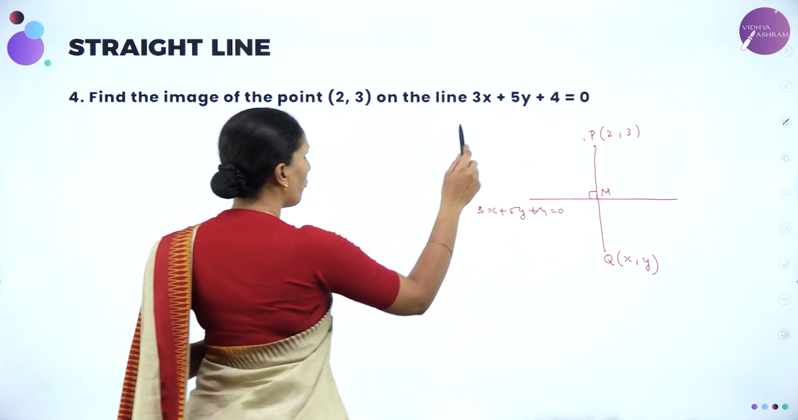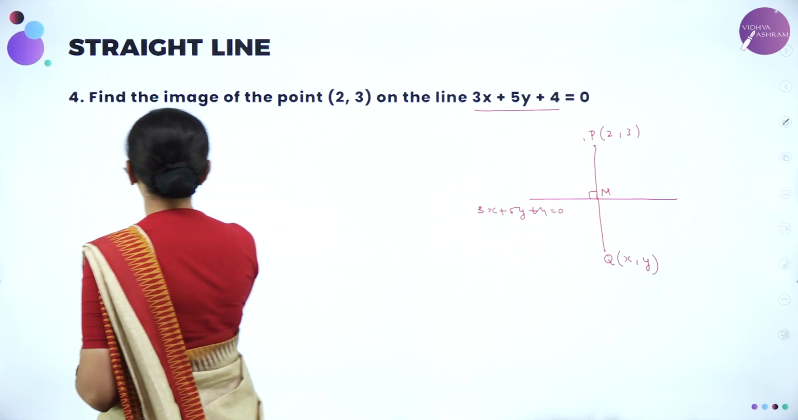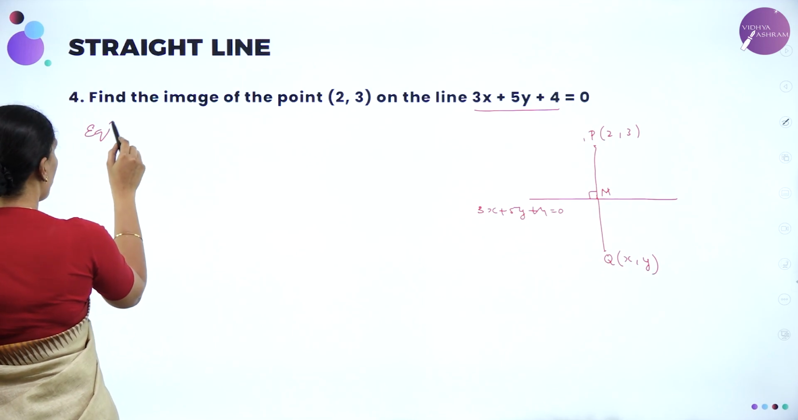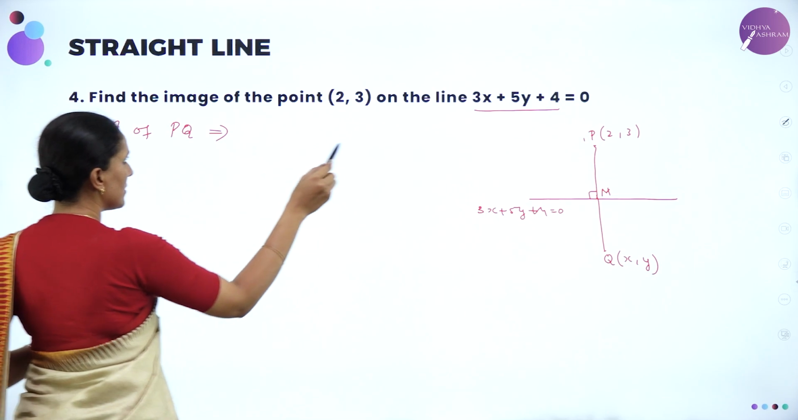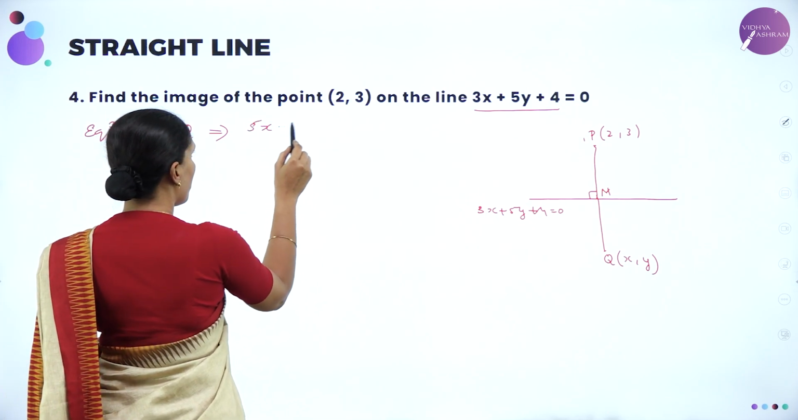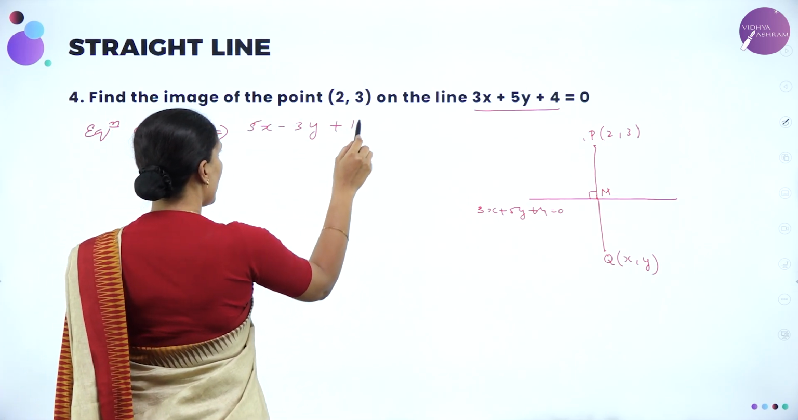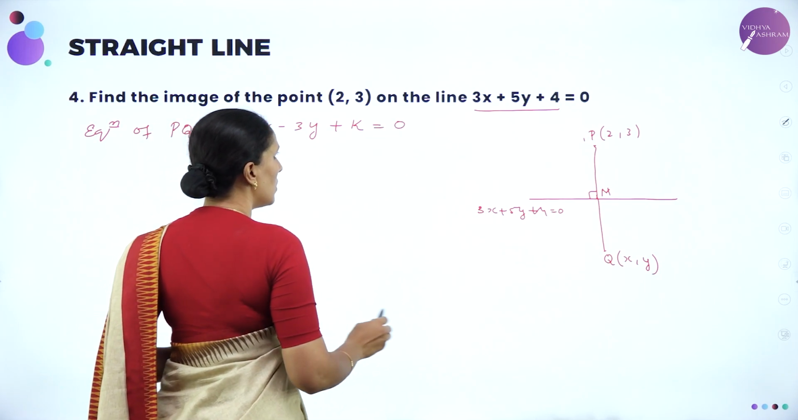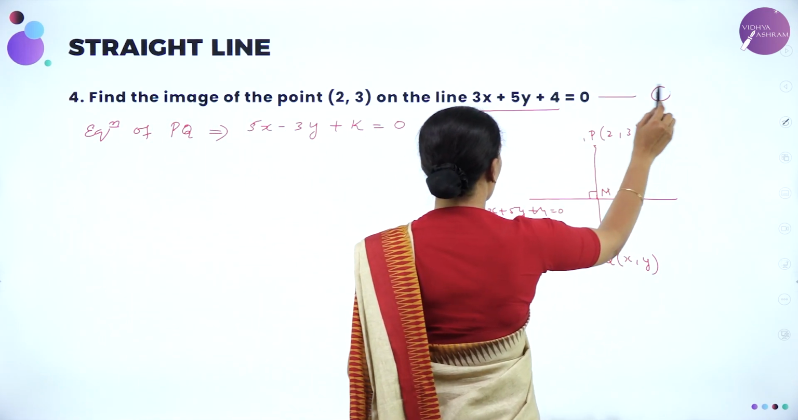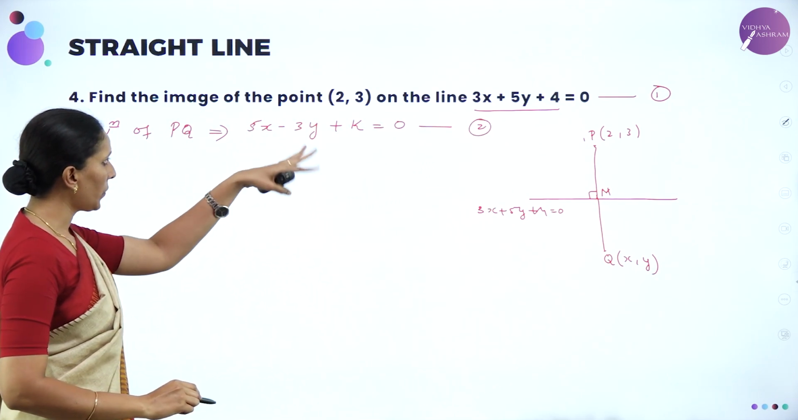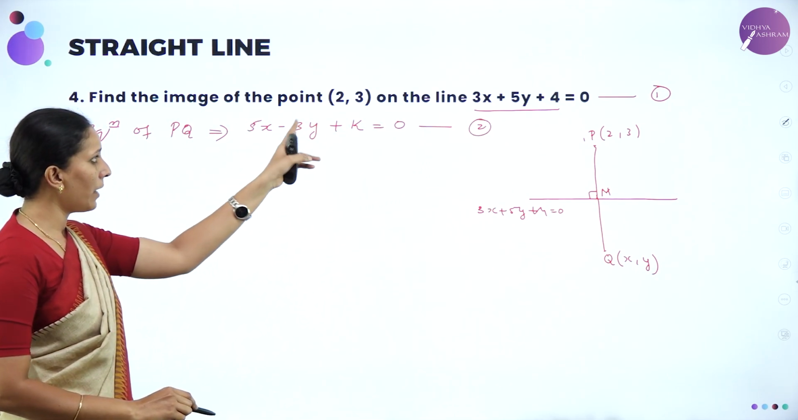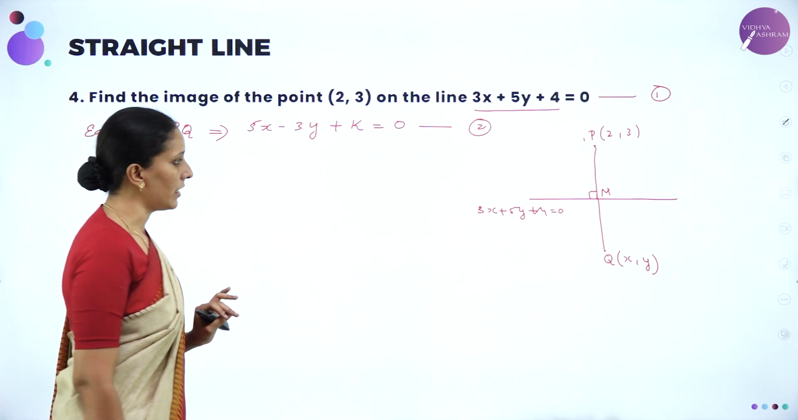Now, the equation of one line is given. So, therefore, the equation of PQ can be written as 5x minus 3y plus k is equal to 0. Let me take this as equation 1 and this as equation 2. Because they are perpendicular to each other, I am interchanging the a, b values with a negative sign here.